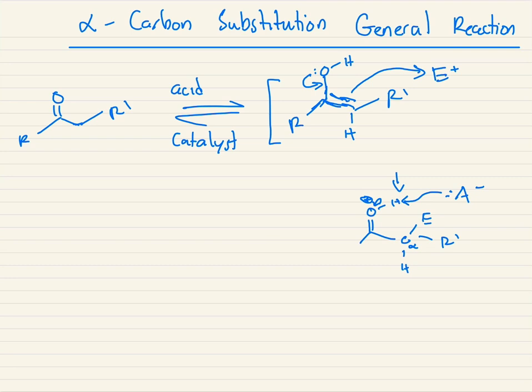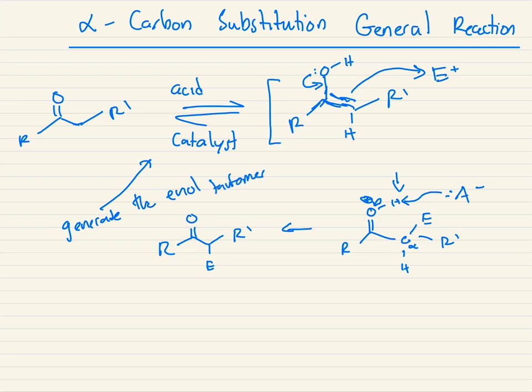And so when the base abstracts the hydrogen, the electrons are going to move back onto the oxygen, and then we have our now substituted, alpha carbon substituted compound. Right, so the first step, in this step right here, is that we generate the enol tautomer.